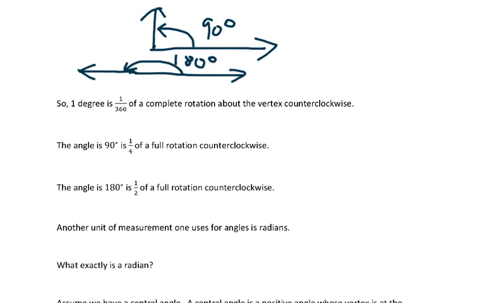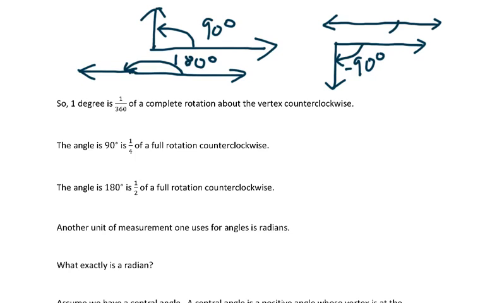Clockwise, the only difference is that the angle becomes negative. So for a negative angle, the only difference is you rotate clockwise. So negative 90 degrees, I didn't write it in the notes, that would be an angle like this, 1/4 of a full rotation, but now we go in the clockwise direction. And negative 180 degrees, let me see if I could fit it here. That would be this way. This is negative 180 degrees. Okay? Now that's degrees. Next, we're going to get into radians.